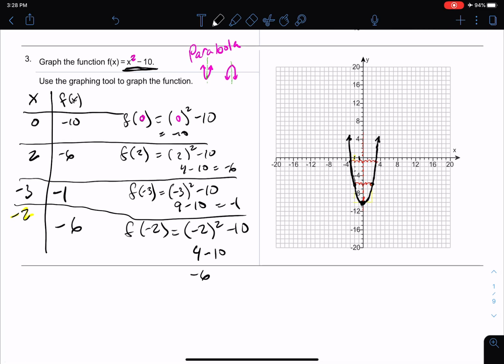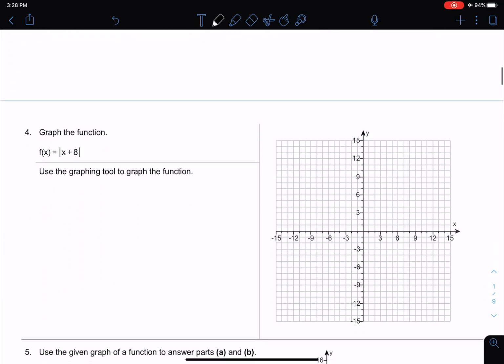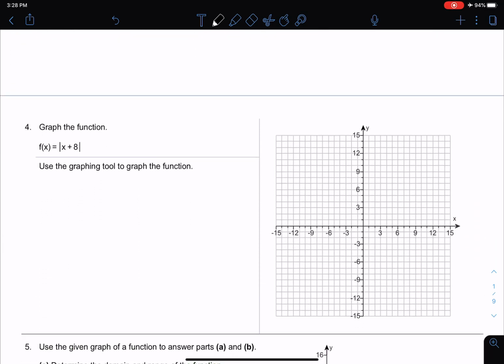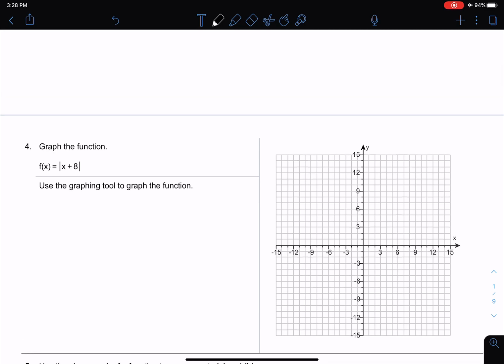When you actually graph it, having that many points is awesome for a checkpoint, but with MyLab, I think you only need 3 points to graph that parabola. Let's take a look at the next question. And the next function is called an absolute value function. Let me write that right here: absolute value function. That's the name.